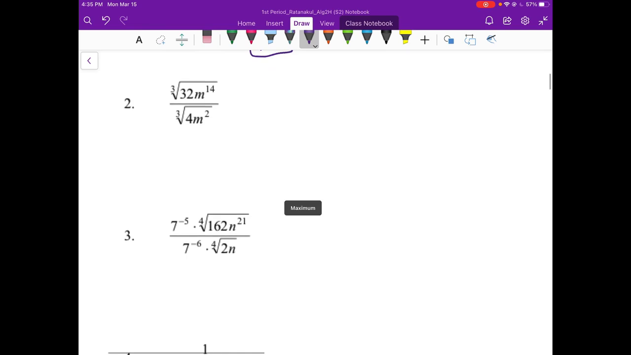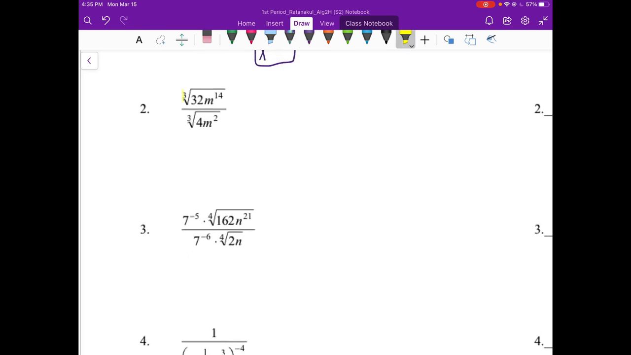Moving into number 2, now I am looking at something that has the same index. So they're both cube roots. I'm going to start this problem by writing it under one large radical. From here, I want to simplify inside the radical first before I actually take the cube root of anything. So underneath the radical, I'm going to divide 32 by 4, which gives me 8, and I'm going to subtract my exponents here. So I end up with m to the 12th.